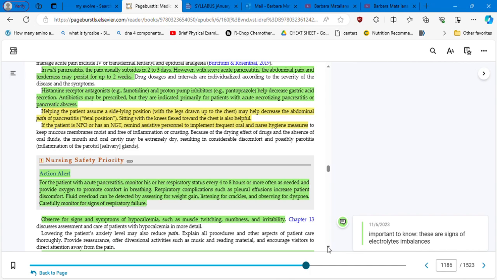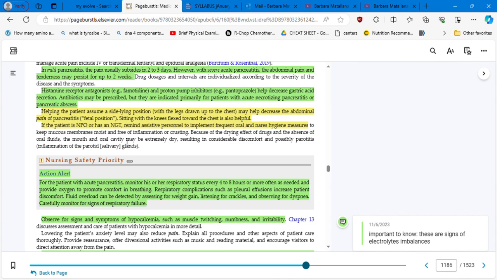Histamine receptor antagonists, famotidine, and proton pump inhibitors, your pantoprazole, help decrease gastric acid secretion. Also, antibiotics may be prescribed, but they are indicated primarily for patients with acute necrotizing pancreatitis or pancreatic abscess.